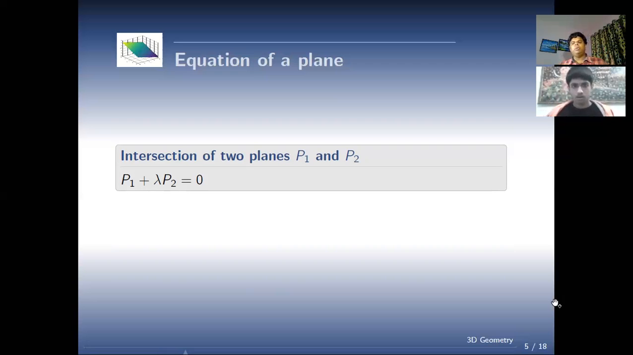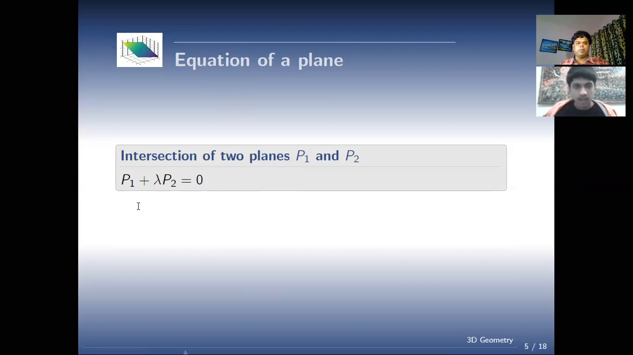So I can formulate the new plane to be the first plane, A1x plus B1y plus C1z minus D1, plus lambda times (A2x plus B2y plus C2z minus D2), and this whole thing is equal to 0. Is it clear, or do you want me to annotate this?